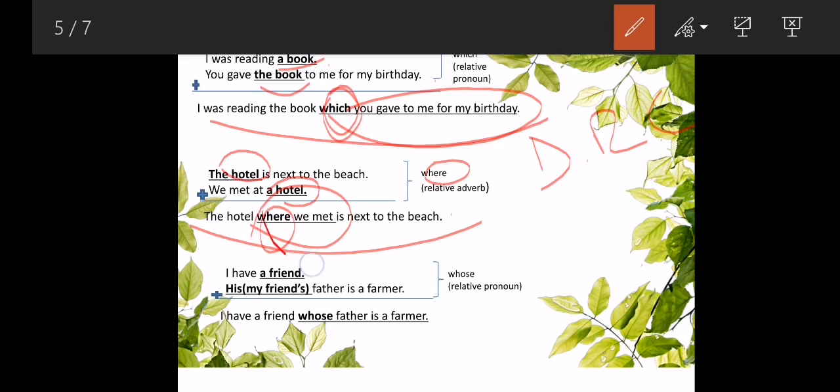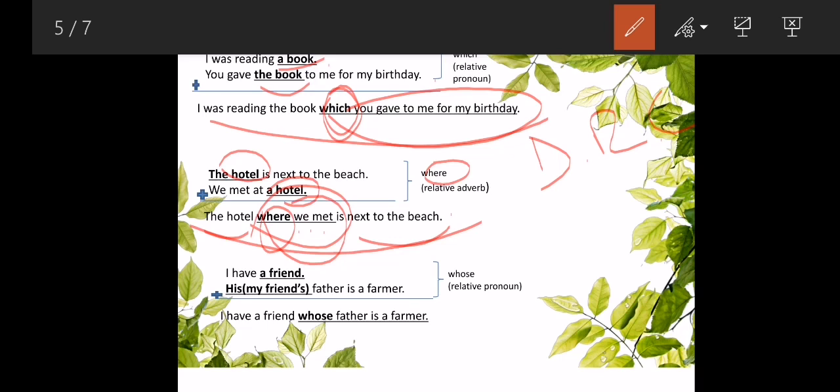Notice we need this information, okay? Because without this information, without the defining relative clause, the sentence "The hotel is next to the beach" will be incomplete. Which hotel? The hotel is next to the beach, but which hotel? I need more information here.